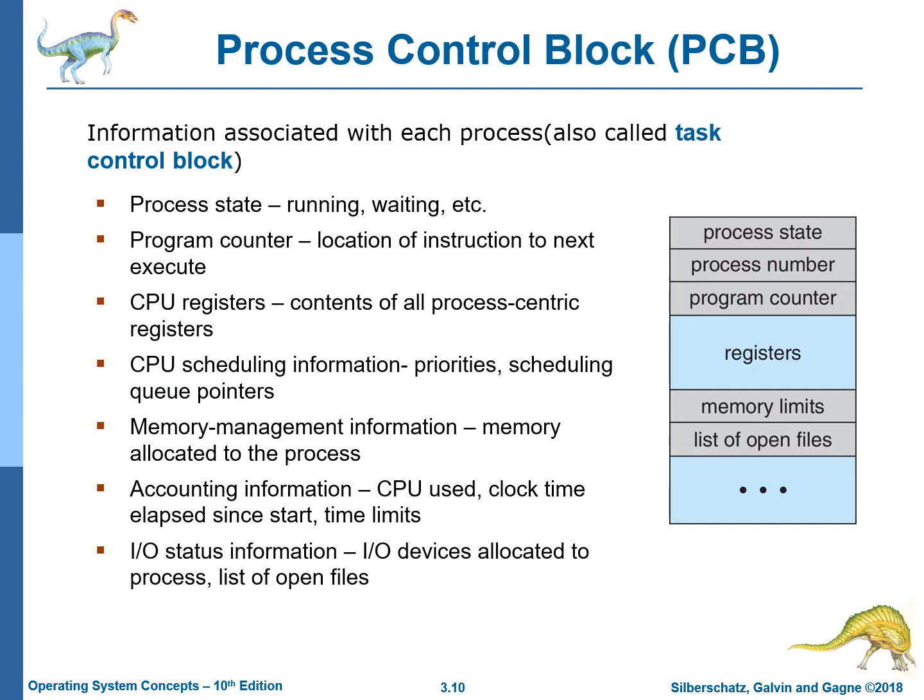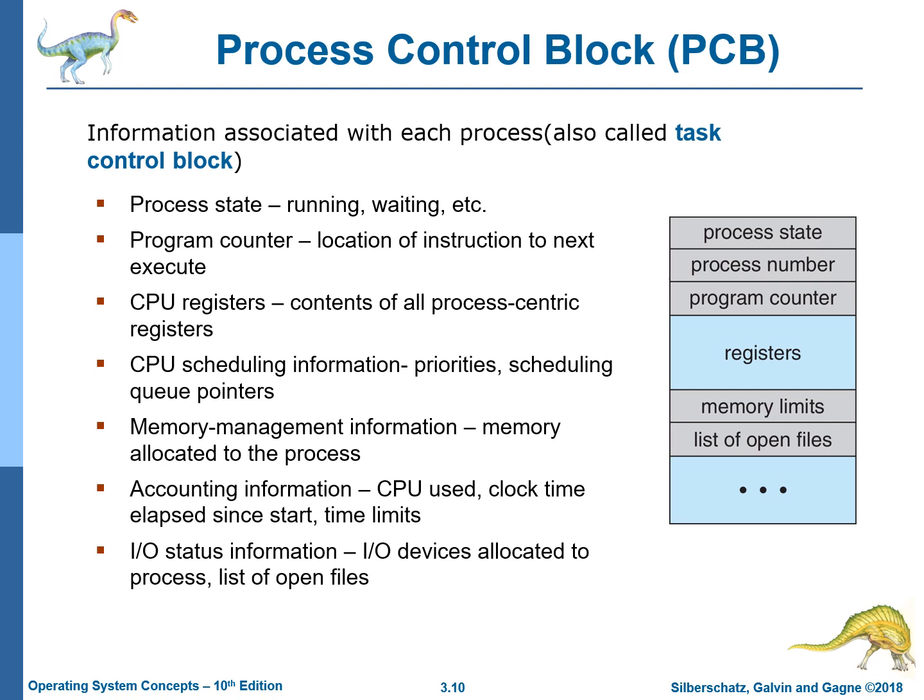Process control block, also known as PCB. Each process is represented in the operating system by a process control block, also called a task control block. It contains many pieces of information associated with a specific process, including these. Process state: the state may be new, ready, running, waiting, halted, and so on. Program counter: the counter indicates the address of the next instruction to be executed for this process.